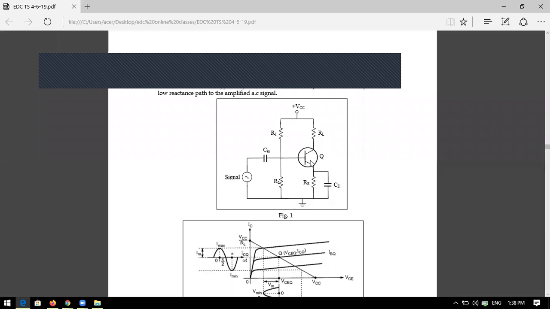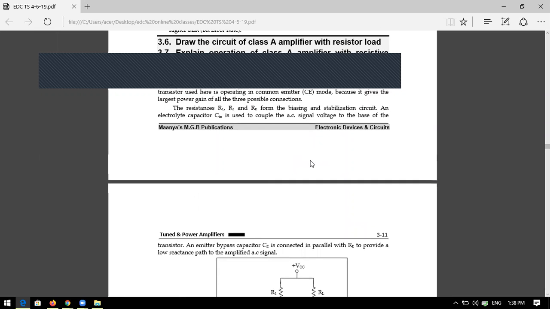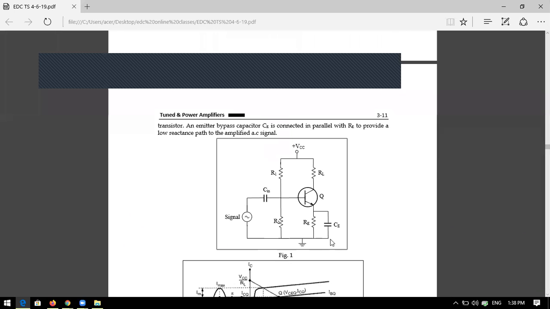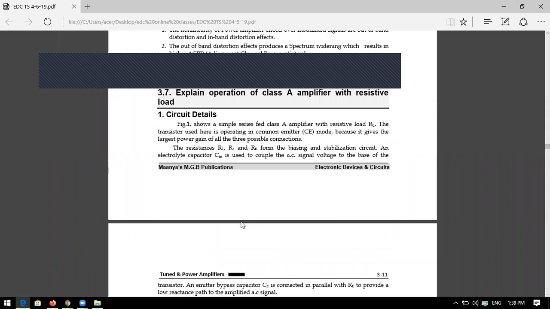In this circuit, the resistors R1, R2 and RE provide the biasing. RL is the load. CE is the bypass capacitor. Cin is the input capacitor. The input signal here is the AC signal. So this is the series fed class A power amplifier with resistive load RL.